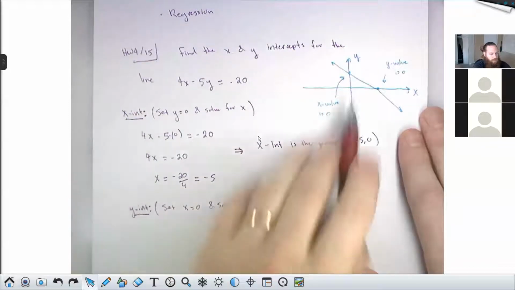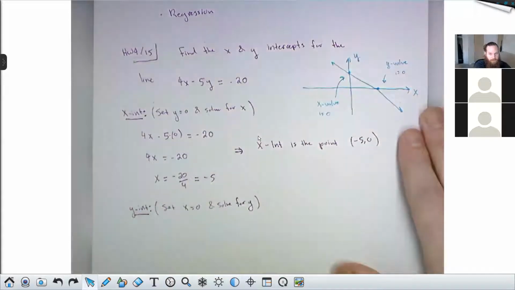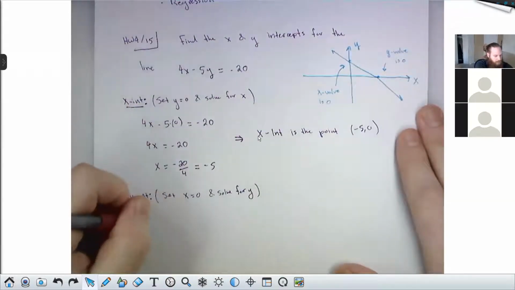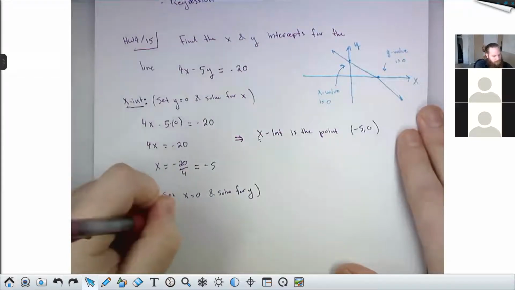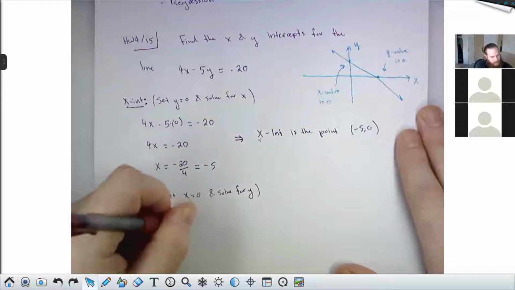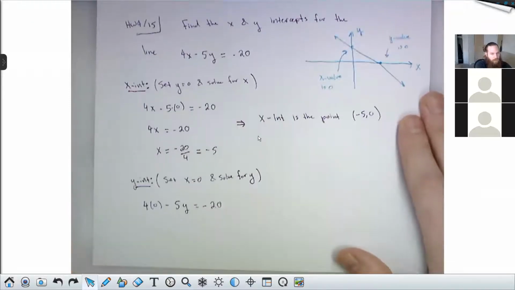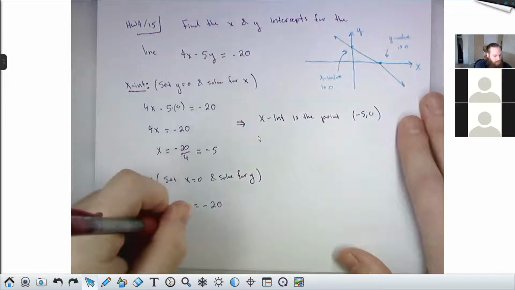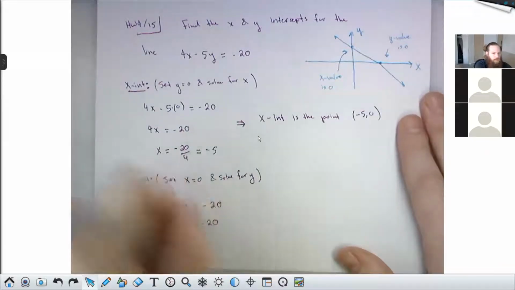Right? Because for y-intercepts, all along this y-axis here, the x values are 0. Plugging in x equals 0 to that equation gives me 4 times 0 minus 5 times y equals negative 20. And 4 times 0 is 0. 0 minus 5y is the same as just minus 5y. So this is minus 5y equals negative 20.